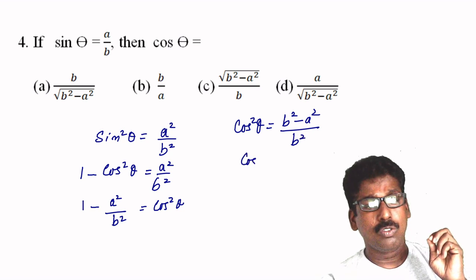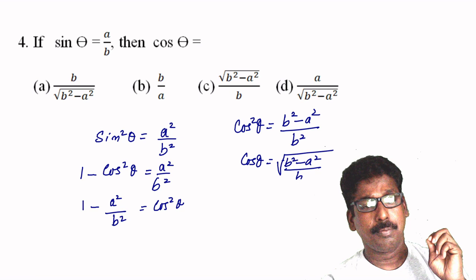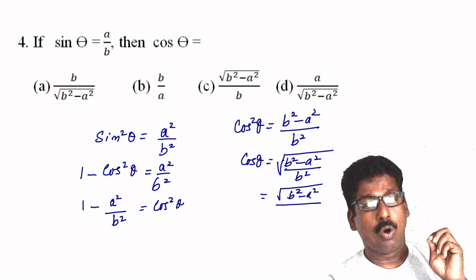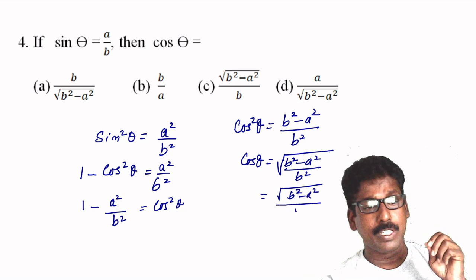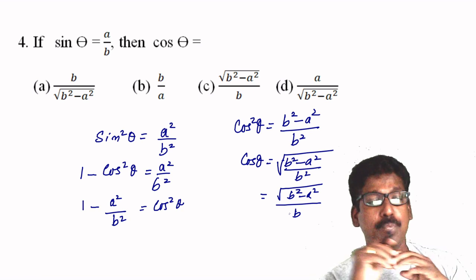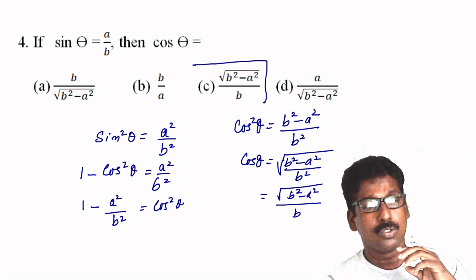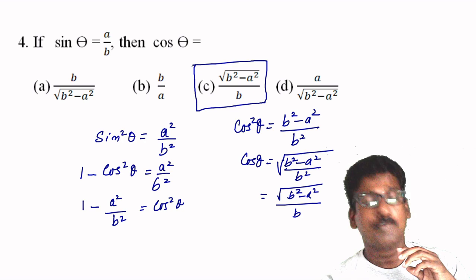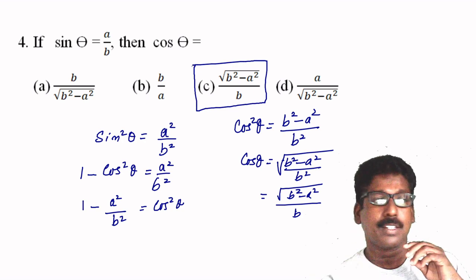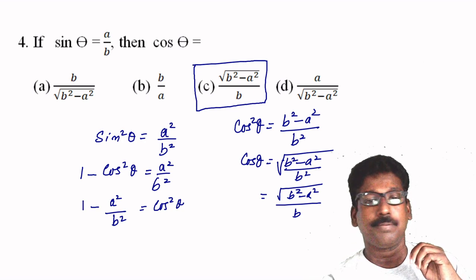So if it is so, cos theta is equal to the square root of B square minus A square by B square, which is equal to square root of B square minus A square, all divided by square root of B square, which is B. That is square root of B square minus A square by B. The correct option is C. So option C is the correct answer. Now look at the next question.